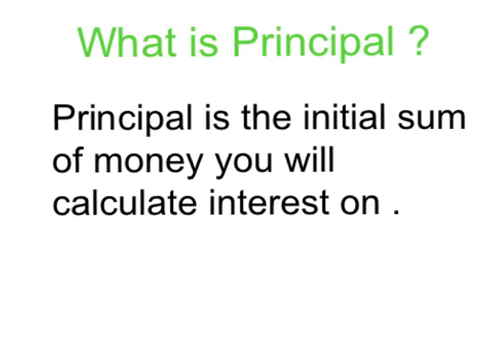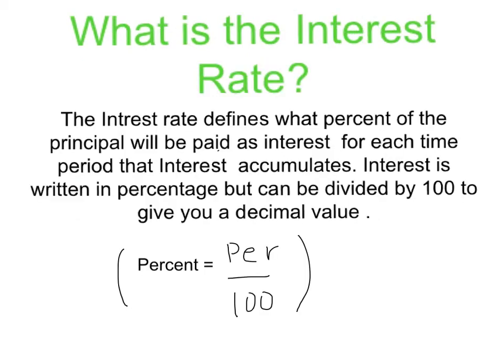What is principal? Principal is the initial sum of money you will calculate interest on. What is the interest rate? The interest rate defines what percent of the principal will be paid as interest for each time period that interest accumulates. Interest is written in percentage but can be divided by 100 to give you a decimal value. Percent equals percent over 100.